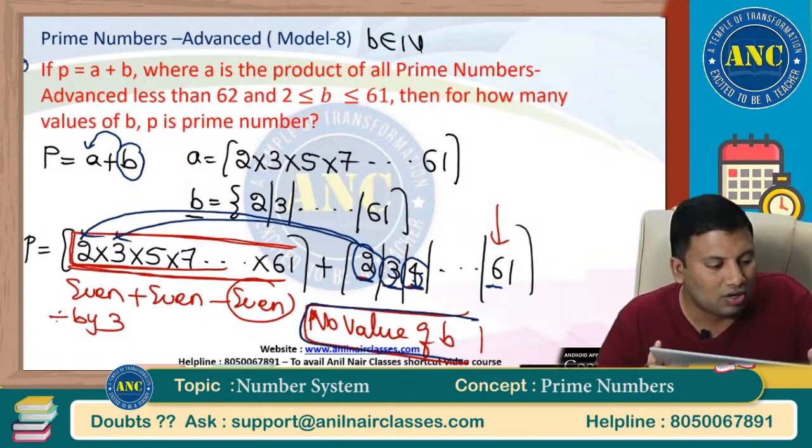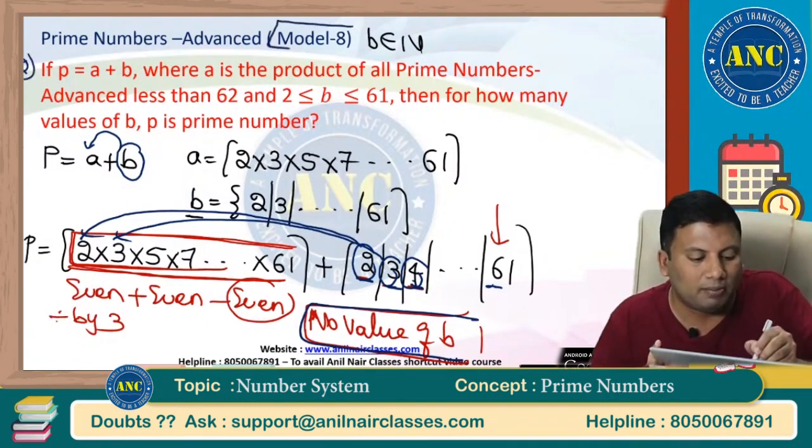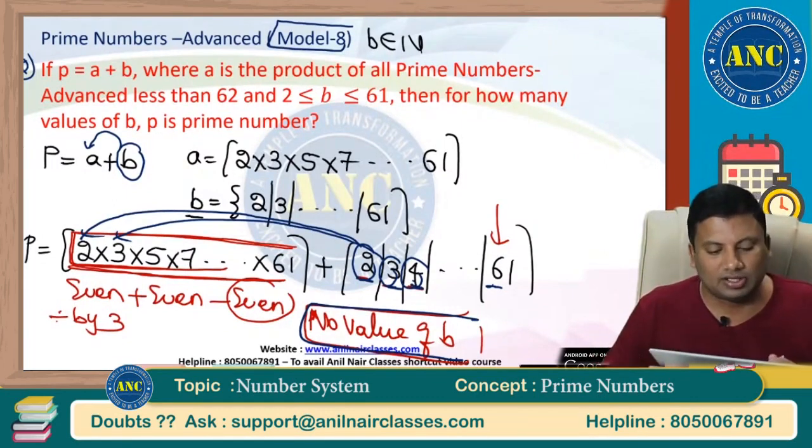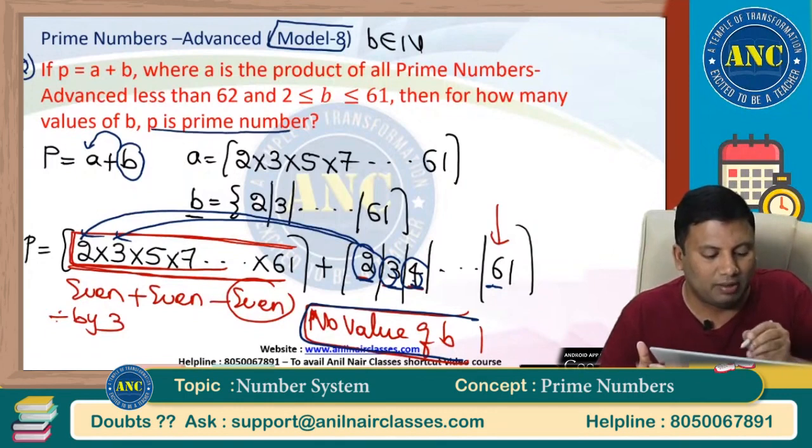Good question, sir. Question number 2. We are in model number 8. 20 plus models only on prime numbers. How many values of B? P is a prime number, 0 values.